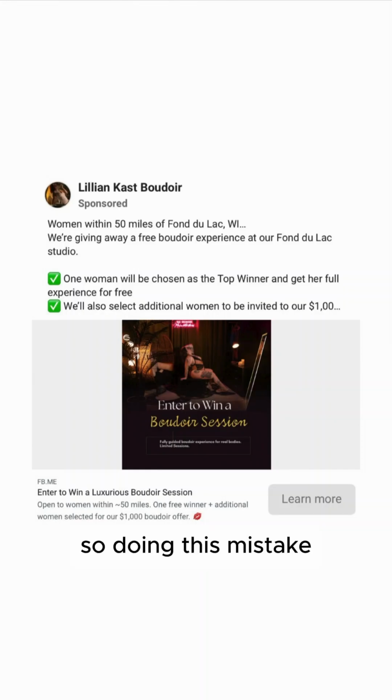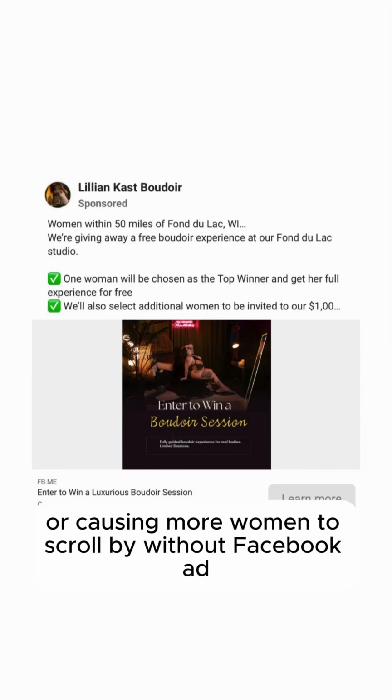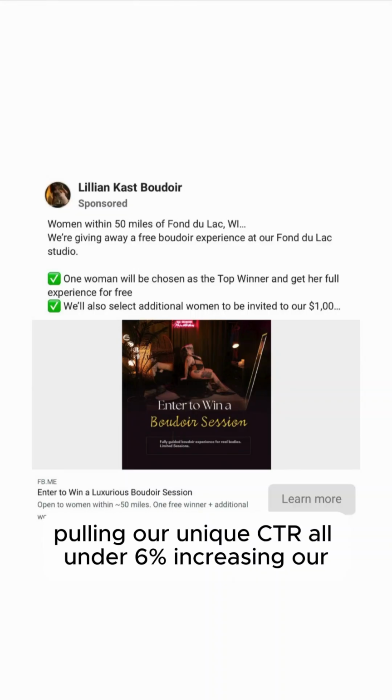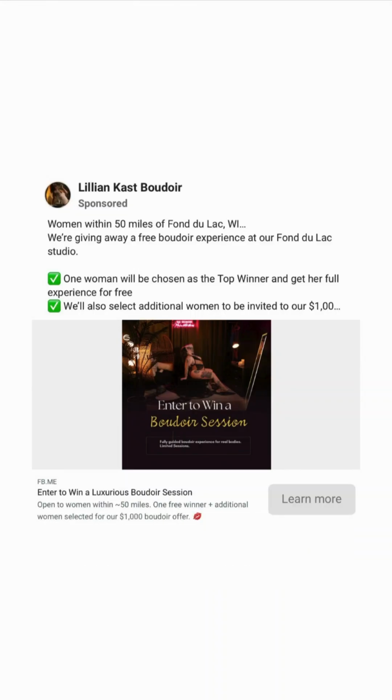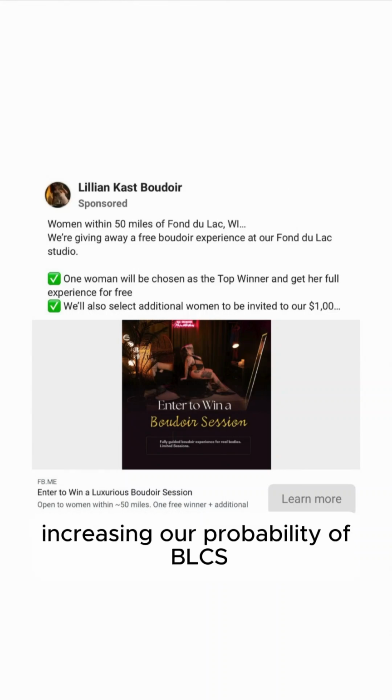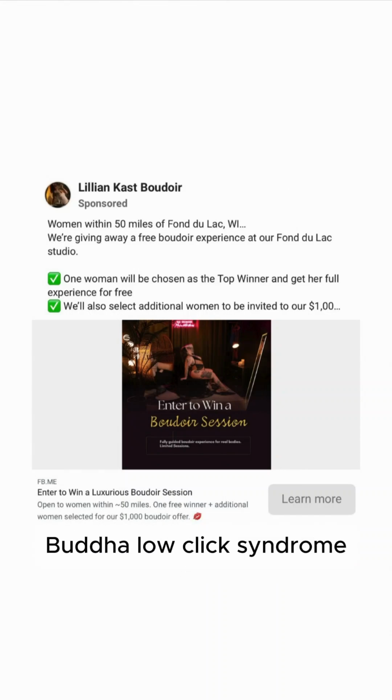So by making this mistake, we're causing more women to scroll by our boudoir Facebook ad than necessary, pulling our unique CTR under 6% and increasing our probability of BLCS, boudoir low click syndrome.